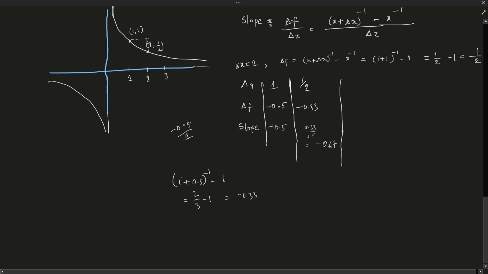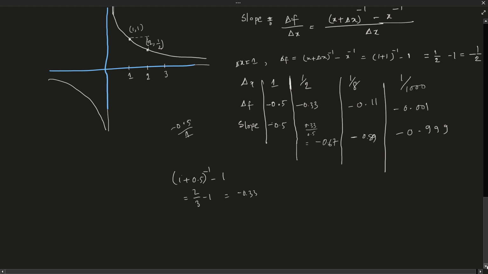If we continue calculating this, if I take 1 by 8 as an interval, it will be 0.11, and the slope will be 0.89. Lastly, if I take 1 by 1000, it will be minus 0.001, and the slope will be minus 0.999.